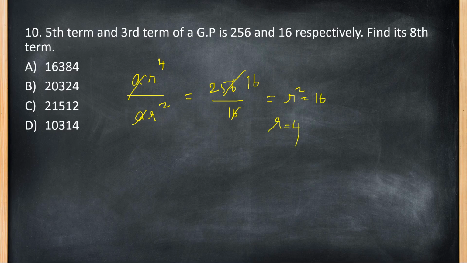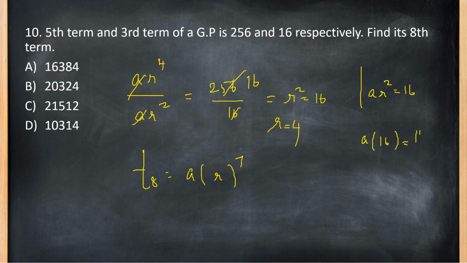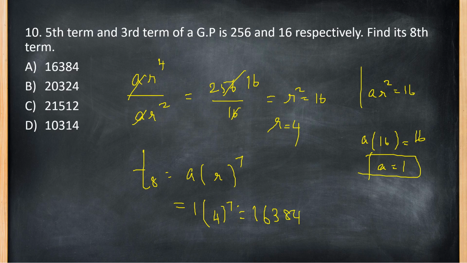So since r is 4, we need to find T8. T8 is given by a into r power 7. Let's find a here again. A into r square is 16. So a into 16 is 16. So the value of a should be equal to 1. So here I take 1 into 4 power 7. So 4 power 7, of course, gives you 16384, and that is option E.